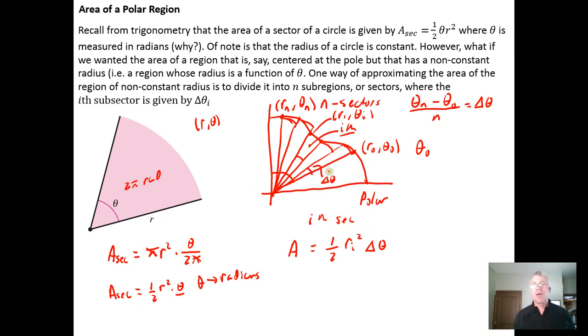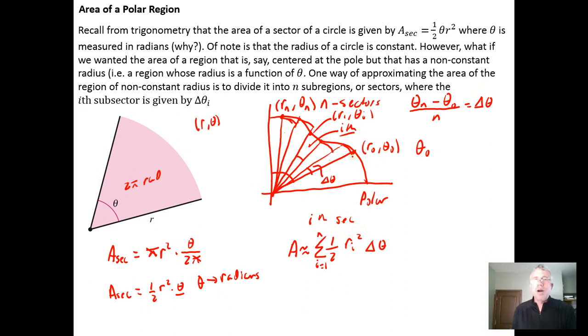So if we were trying to approximate the entire area between the curve and the origin as we sweep from the first radial line through to the last radial line, we would need to add these all up. We can approximate the area by taking the sum from i equals 1, the first sector, all the way through the nth sector, adding up all those areas, and it will approximate the area that we're interested in.